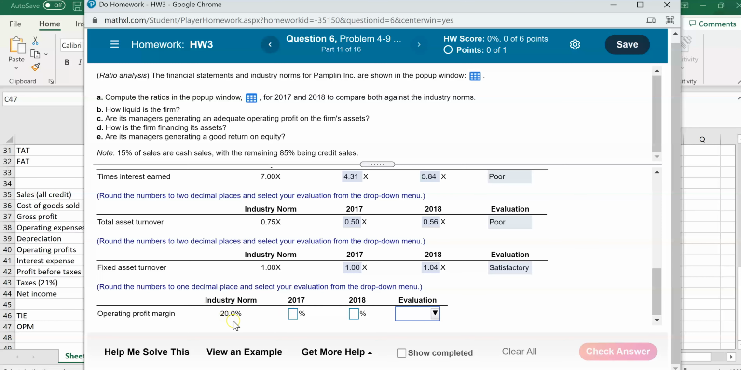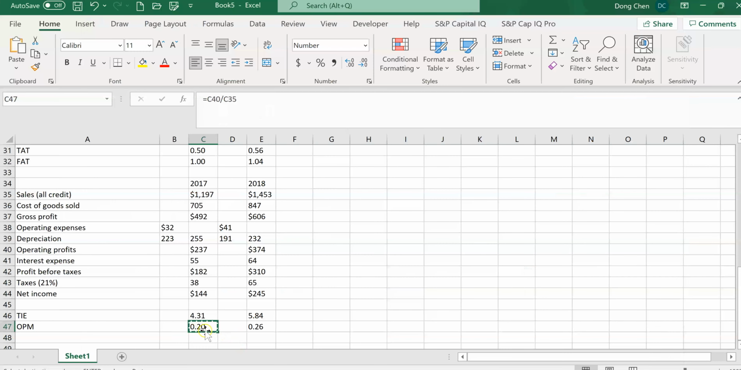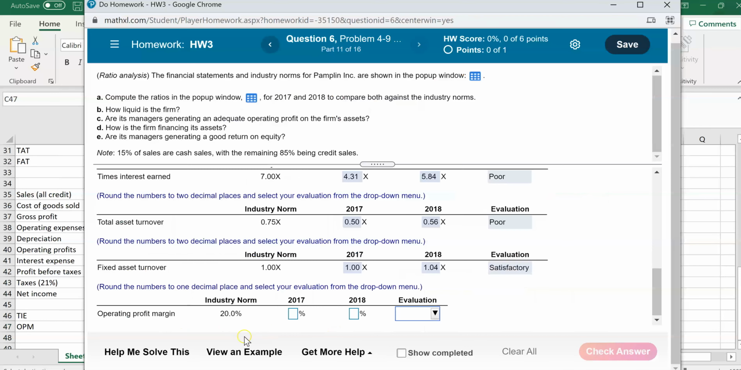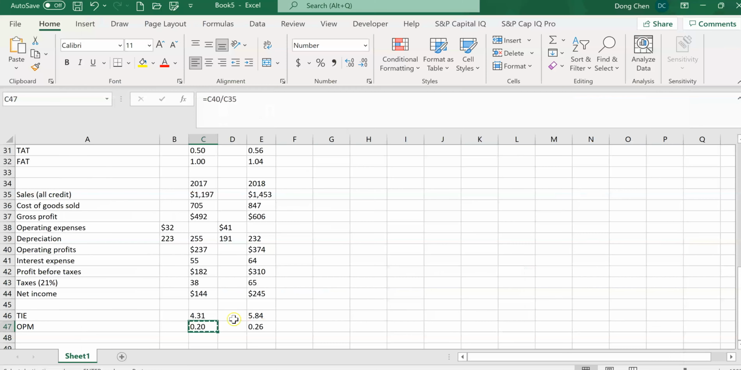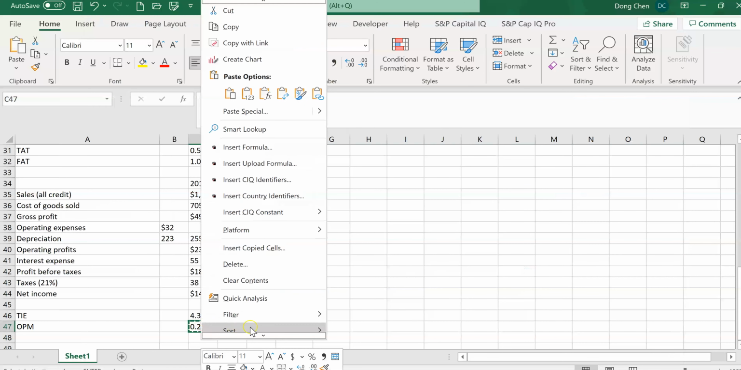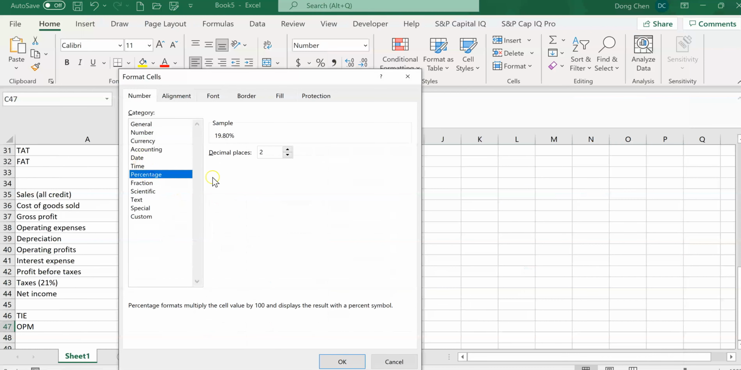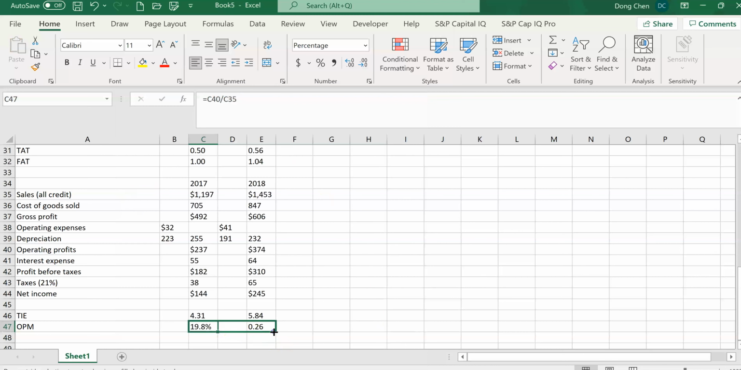I'm sorry, I guess this is following the percentage format, so I have to adjust this. Oh, actually, that's why we need to be very, very careful. Here it is asking us to round to one decimal place instead of two, so I have to adjust this. First use the percentage format and then drop one decimal place, and then extend this to the other year.